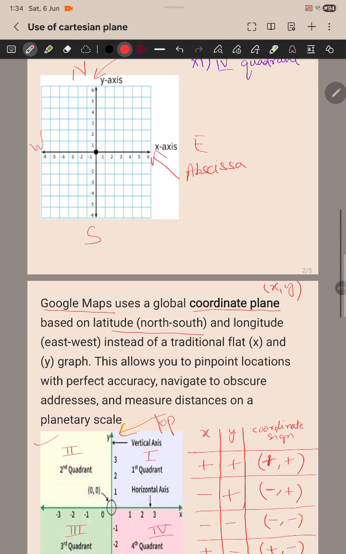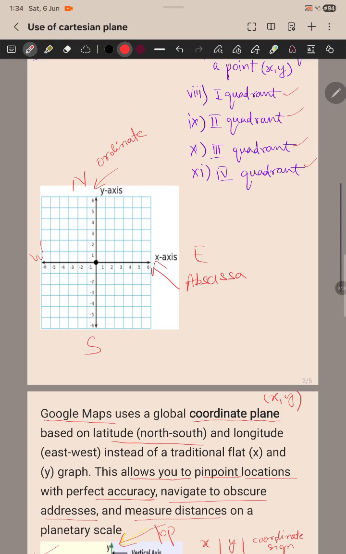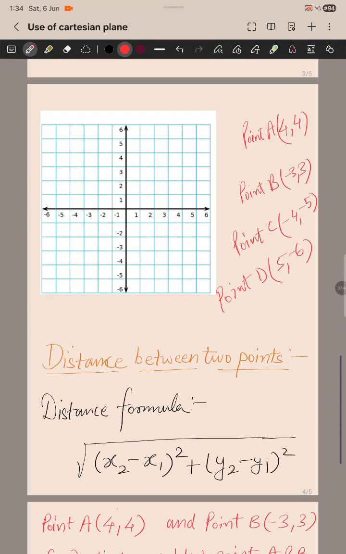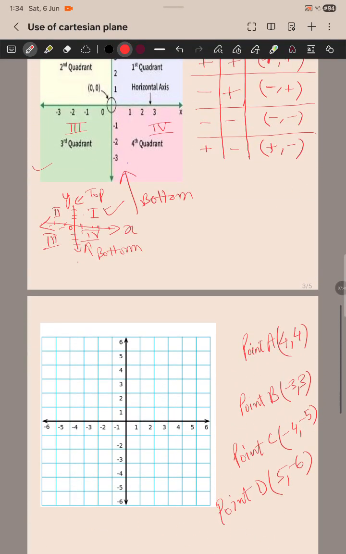So what is the use of this? It allows you to pinpoint and define the position, location with perfect accuracy, navigate to an obscure address, find the actual address where you are present, and measure the distance between these 2 points according to the planetary scale. Understanding? So we will understand later how to designate a point.